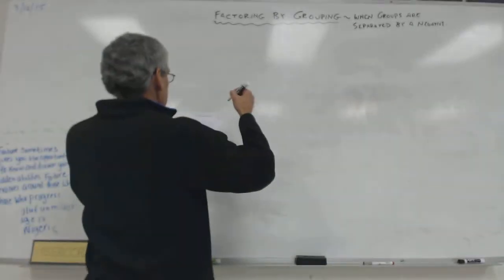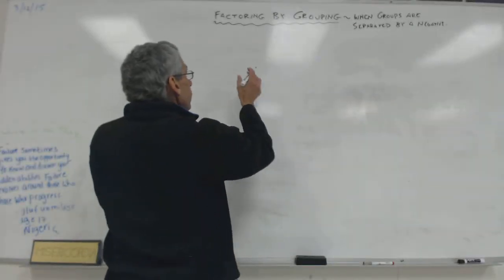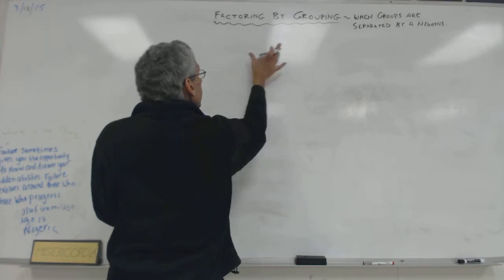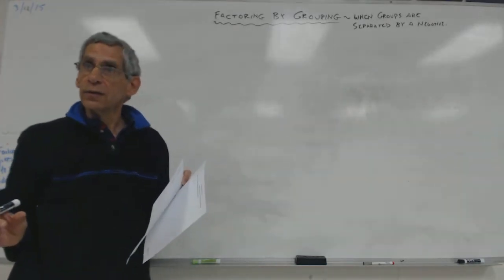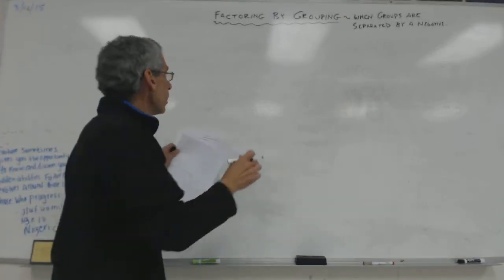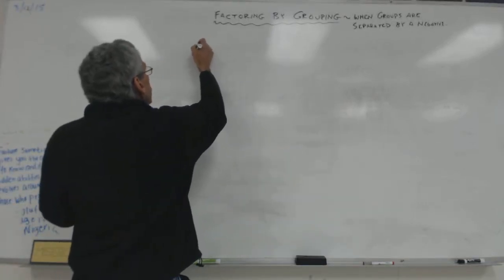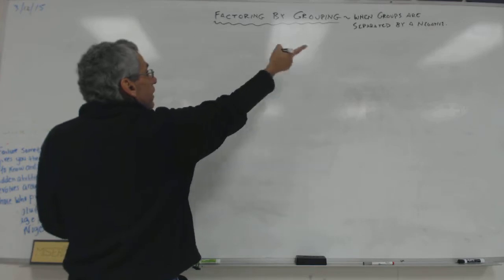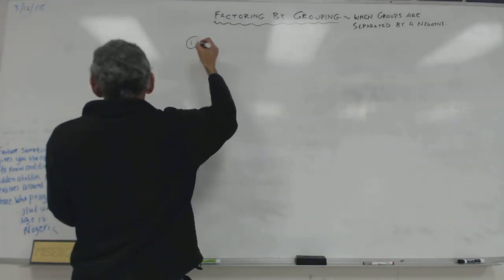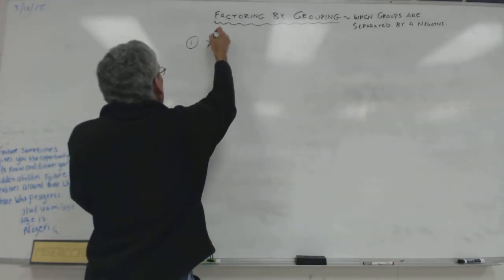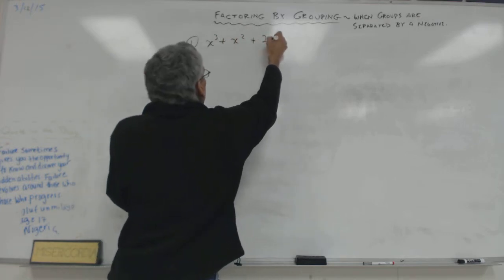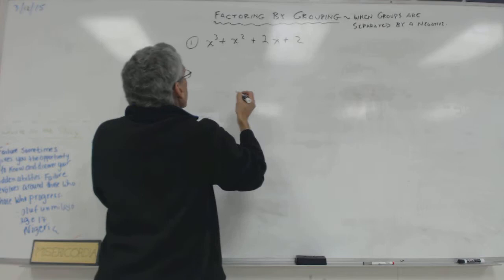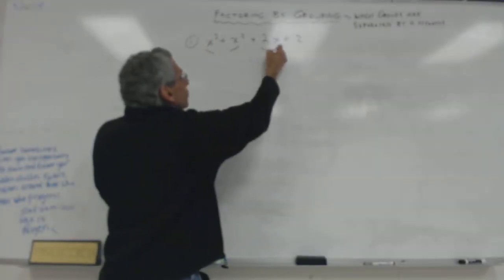last night's homework, where you had two groups, right? And there was a plus sign in between them. Remember that? So I'll just do one real fast. This is one where it's positive, not negative. Let's say we have x cubed plus x squared plus 2x plus 2. Here are my two groups of two.